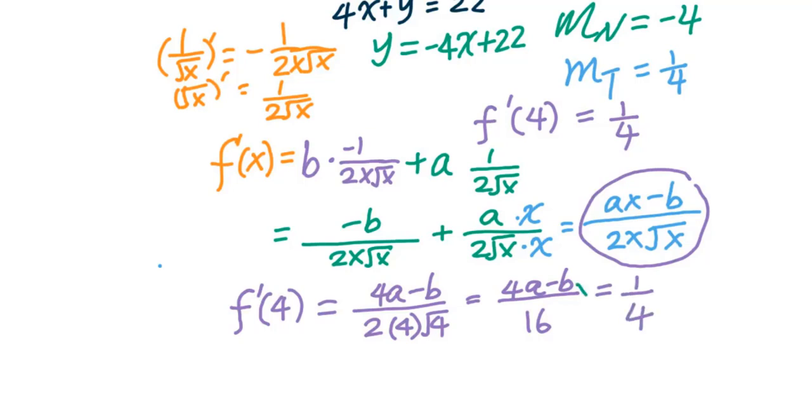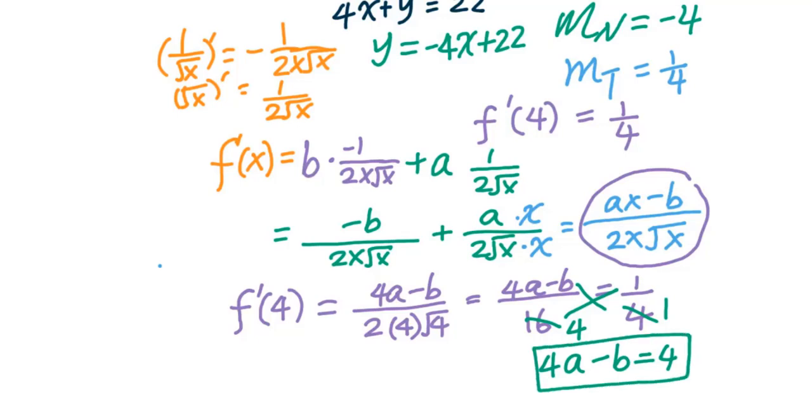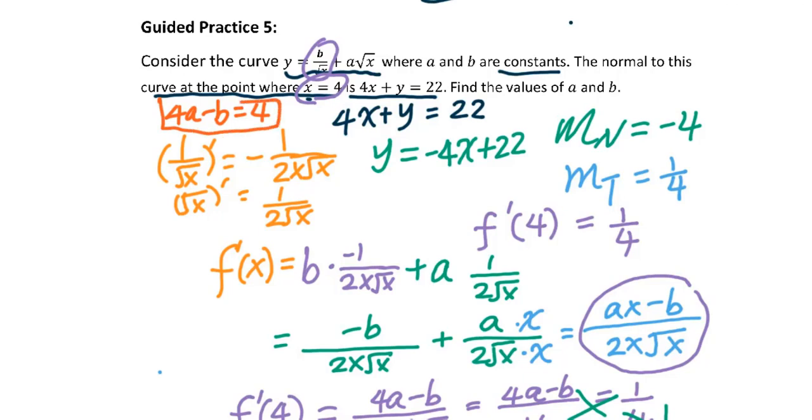So we do cross multiply. We can reduce first because the denominator here is 4. So you get 4a minus b equals 4. That is one equation about a and b. We only get one equation. Since we are looking for two variables, we have to get a system of equations. So how do you get the other equation? Let's go back to the information given.